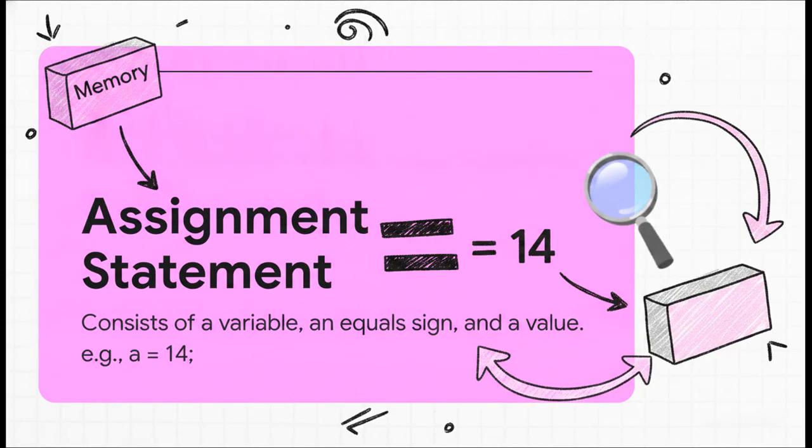To actually perform that math and shove a value into one of our memory boxes, we use what's called an assignment statement. And it's beautifully simple. An assignment statement is just a variable on the left, an equal sign in the middle, and a value on the right. For example, a equals 14. But a quick tip for programming logic, you should actually read this in your head as a becomes 14. It takes the value on the right and assigns it securely into the memory box labeled on the left.